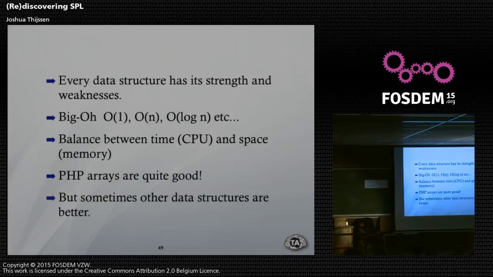The thing is, every data structure has its strengths and its weaknesses. They are basically a trade-off between how much time and how much memory something uses. So one data structure can be really, really fast, but takes up a lot of memory. Some data structures are really small memory-wise, but take a long time to find items or to add items or whatever.